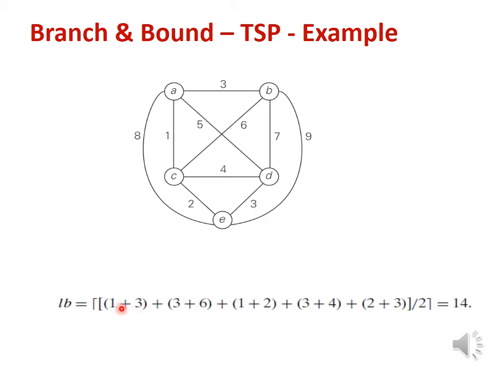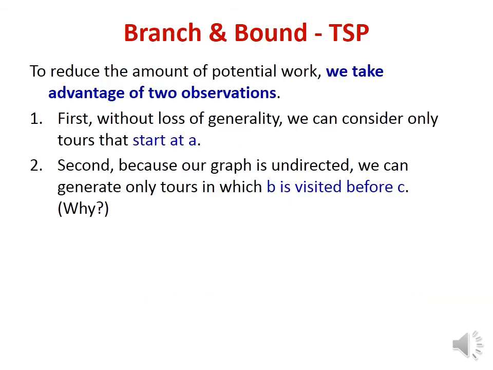So add them and divide by 2. The value that we will get is 14. So the lower bound for the tour is 14. It means whatever optimal solution we get, the solution is not less than 14. It may be greater than or equal to 14. That is the lower bound. So this is what we understood here.